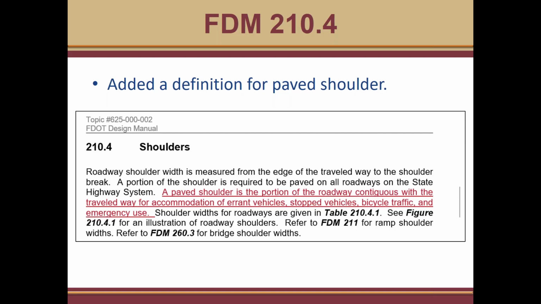So now our section on shoulders actually does define a paved shoulder, and it defines it as the portion of the roadway contiguous with the traveled way for accommodation of errant vehicles, stopped vehicles, bicycle traffic, and emergency use.